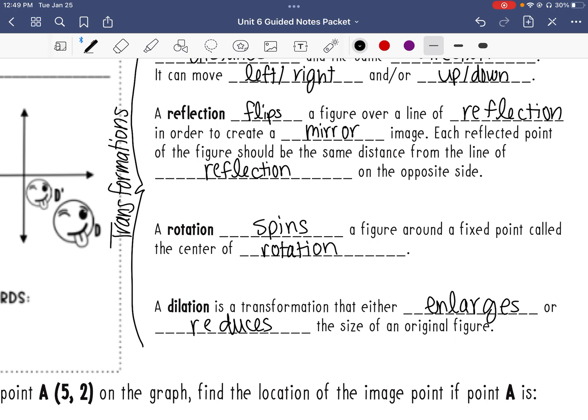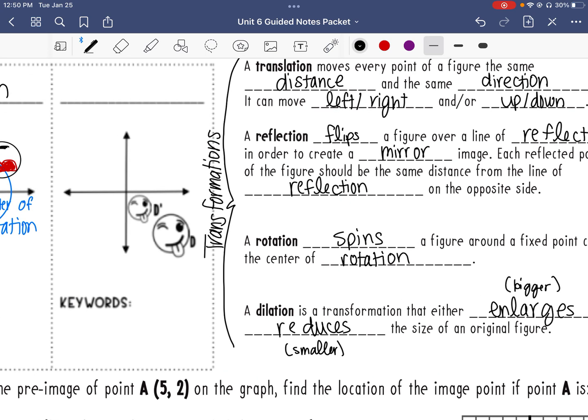an original figure. So a dilation in real life, the most common example students give me is your eyes. The pupil of your eye dilates depending on how much light it's letting in. And what we mean by that is it gets bigger or smaller. So enlarges is the word we use for bigger, and reduces is the word we use for smaller.